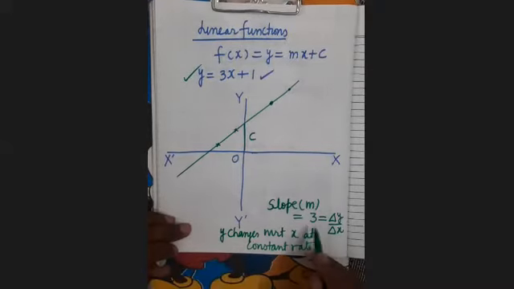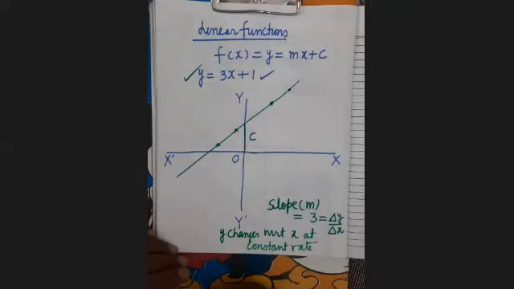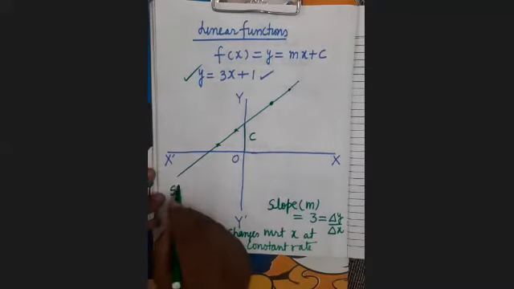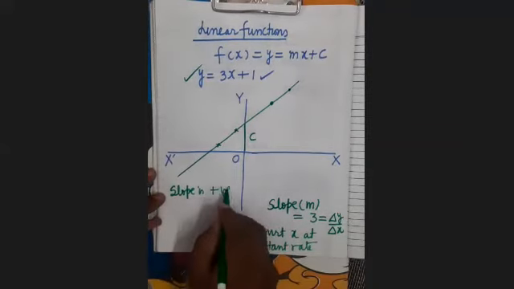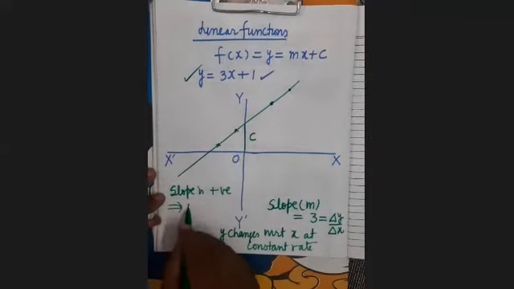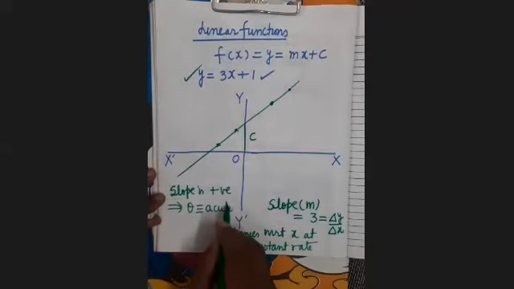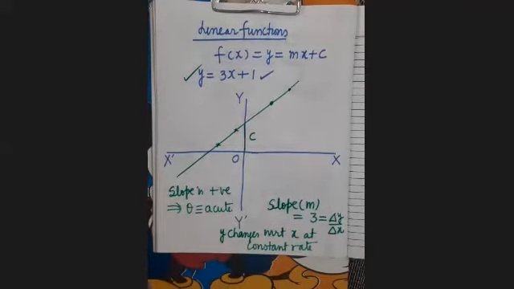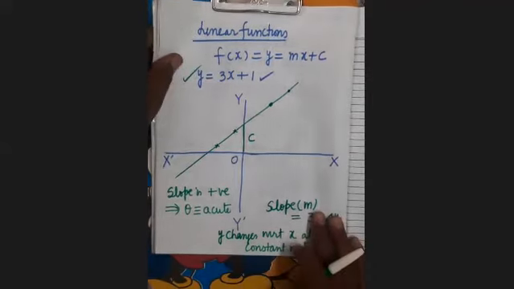Here slope is positive or negative? Yes, positive. Therefore, theta will be acute. Acute means less than 90 degree.